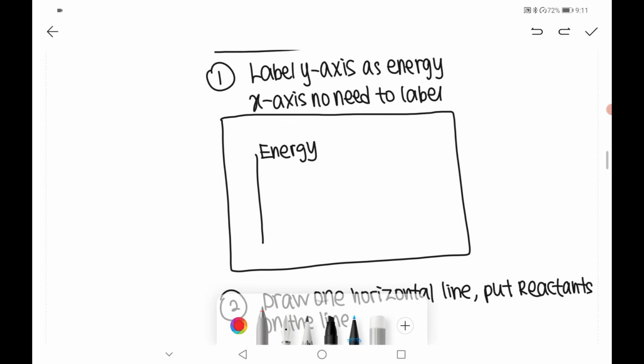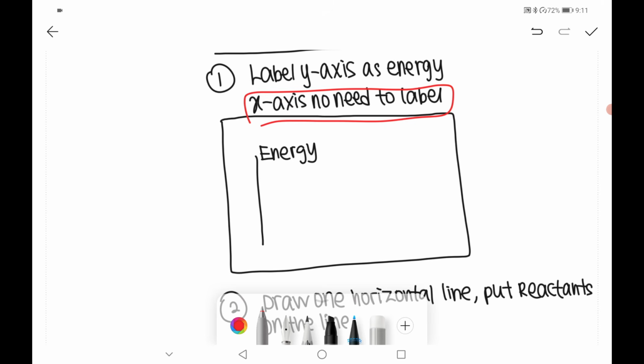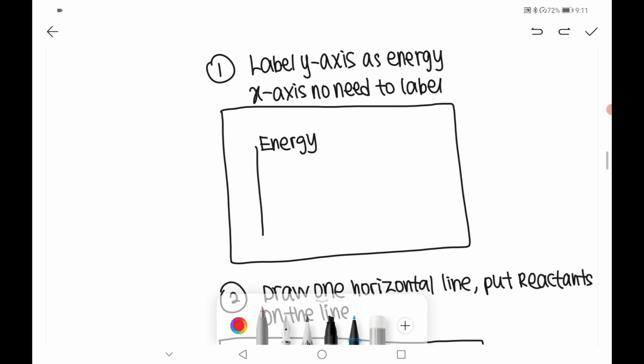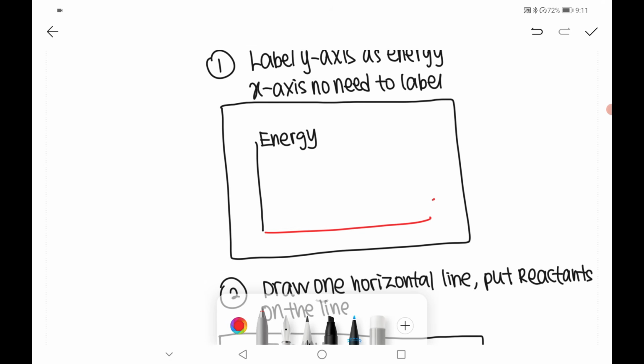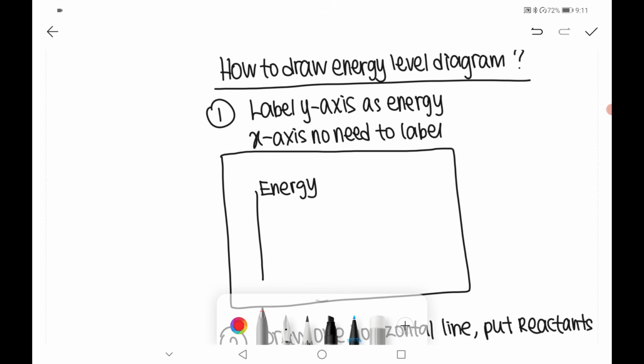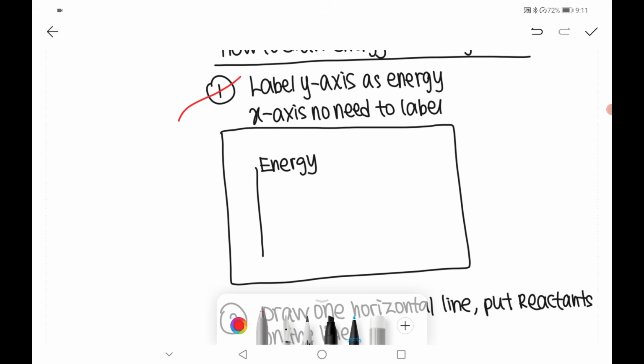The x-axis, no need to label. I repeat, in an energy level diagram, you don't need to draw the x-axis at all. Just keep it empty. You only want the y-axis. We don't want the x-axis. So this is the first concept.